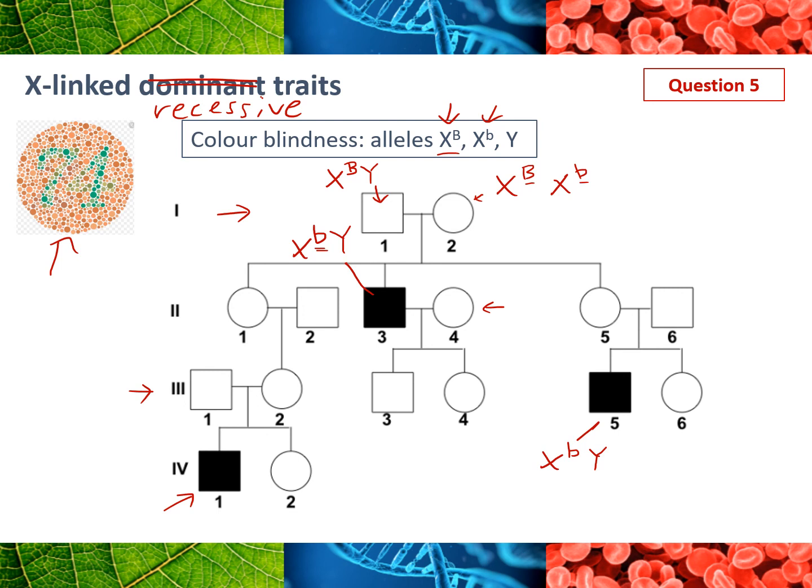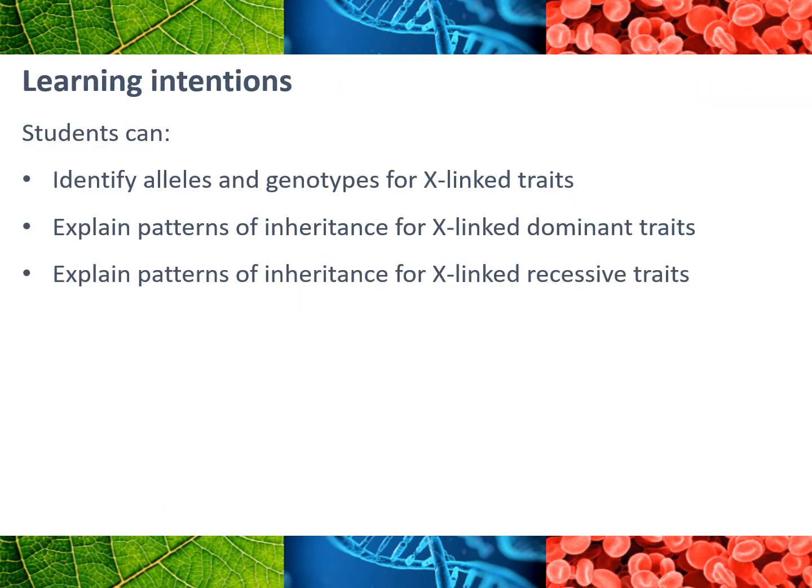This is probably the most complex stuff you will do in Unit 2 biology. So see how you go, have a go at answering those questions. If it's not quite sinking in, that's fine, we can go over it again. But have a go at question 5 and see how you go. So today we've looked at the alleles and genotypes for X-linked traits, and then we've looked at the different patterns we see in dominant and recessive X-linked traits.